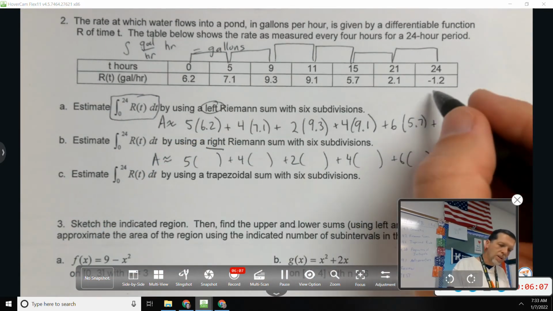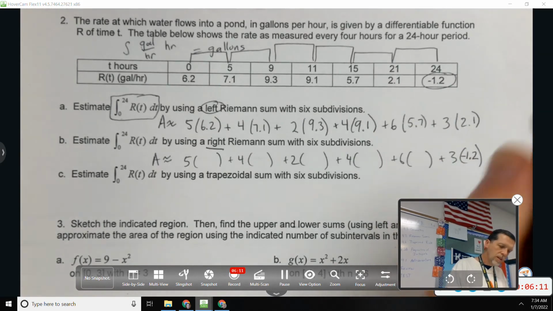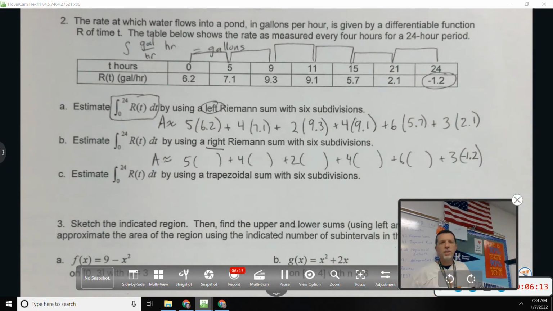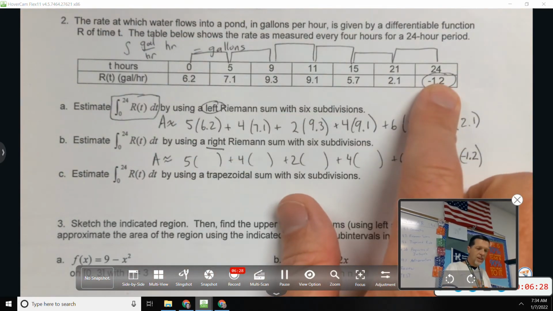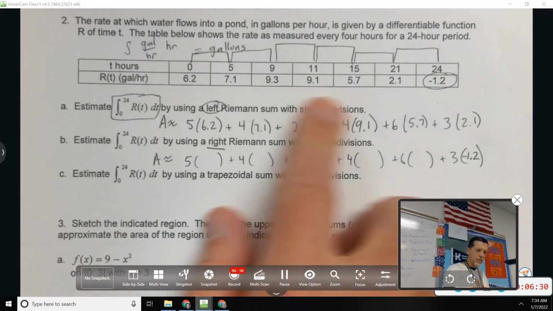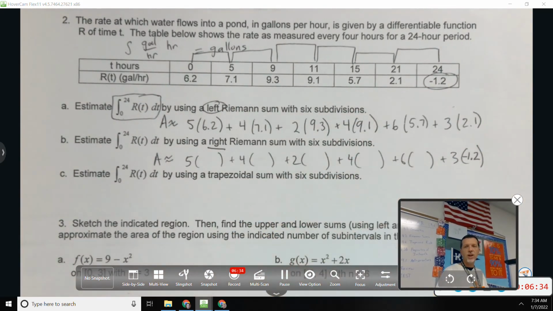And one that's maybe a little confusing is that negative 1.2. What does that mean? The fact that that one's negative. What's that mean in terms of the problem? What's happening to the pond? It's decreasing. The water is flowing out of the pond. So R is the rate at which it flows in, but if R is negative, it's flowing out. So we add water for the first 20-something hours, and then somewhere in there it switches and starts draining out.